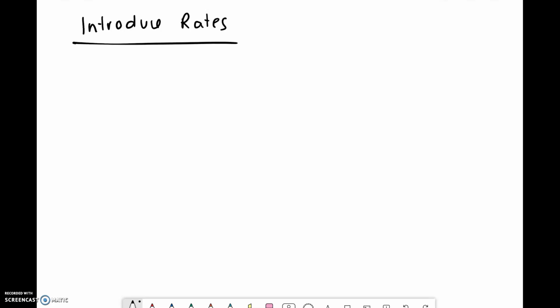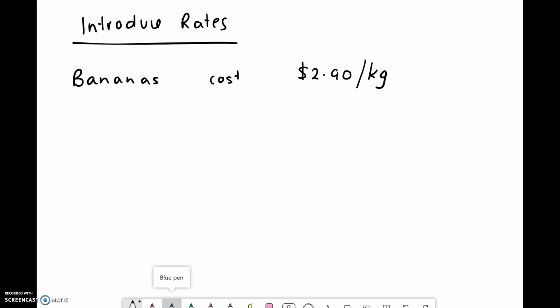Let's say you wanted to buy some bananas. I actually don't like bananas, but that's okay. Anyway, the bananas will cost, let's say, $2.90 per kilo. So you'll see that in the shop, something that looks like that, 2.9, this / kilo.